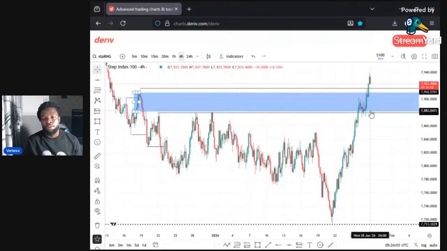The reason is because once you have a POI on the 4-hour time frame, and price taps into your POI on the 4-hour time frame, you wait for price to reject and give you a continuation setup on either the 30 minutes time frame or the 15 minutes time frame.